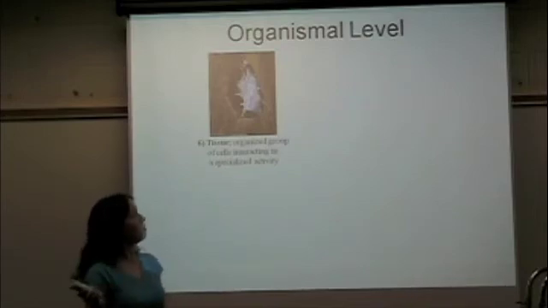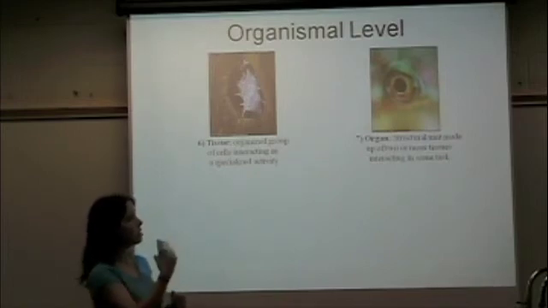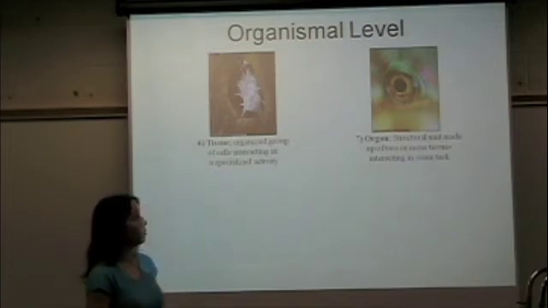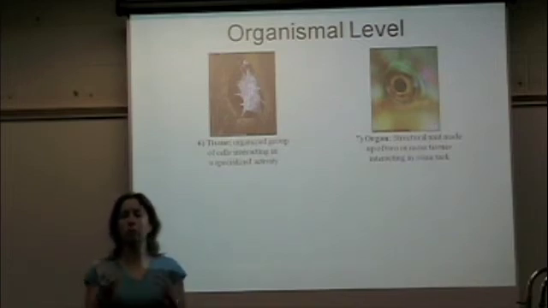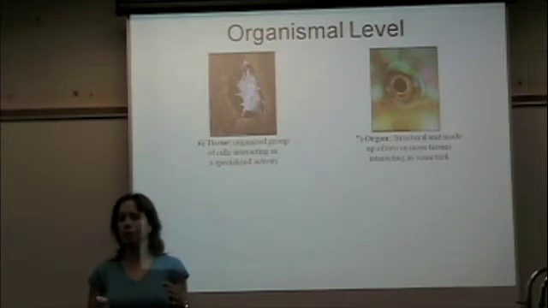If we put several tissues together, we create an organ. And this is an eye, but some other organs that you're probably familiar with are your stomach or your heart or your lungs. So each of those organs has multiple tissues working together. A tissue that covers it, some muscle tissue, some connective tissue to sort of hold everything together as well.